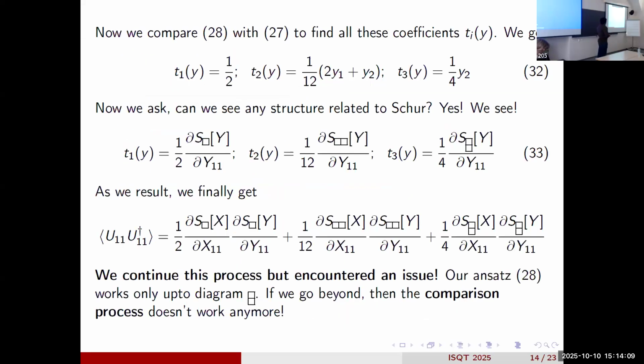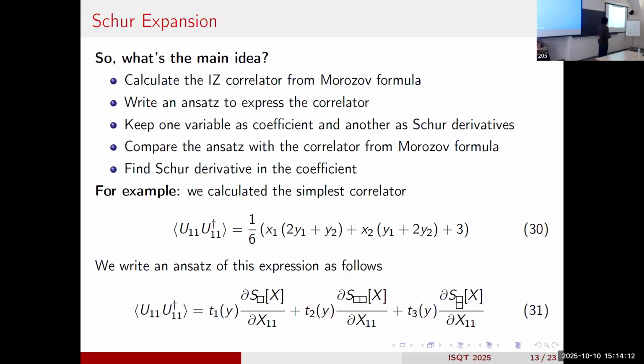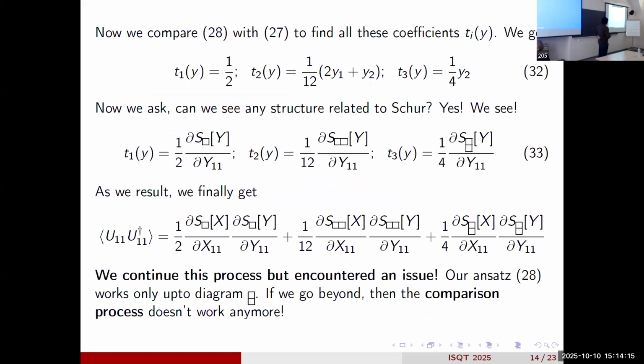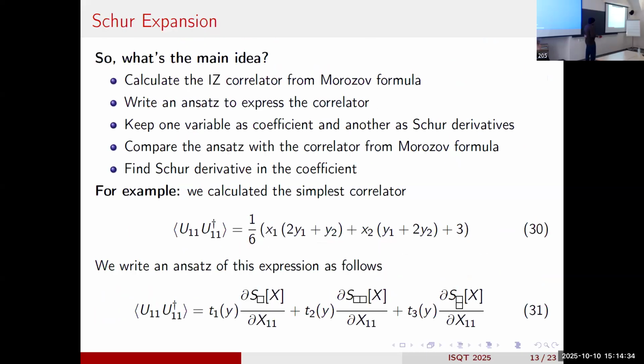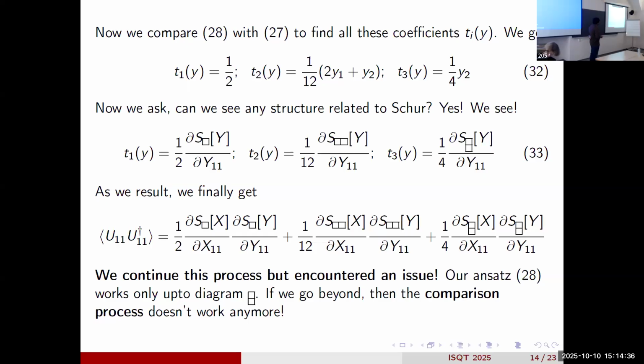Then by comparing these two equations, you can find all these coefficients from here, and now you ask the question: can I see a structure of the differentiation of Schur polynomials over here? And the answer is yes. You can see that this particular expression can be expressed like this. Then you put back all the values of T1, T2, and T3 over here, and now your correlator is exactly this. So you see that the correlator can be expressed in terms of the differentiation of Schur polynomials in a simple case like this.